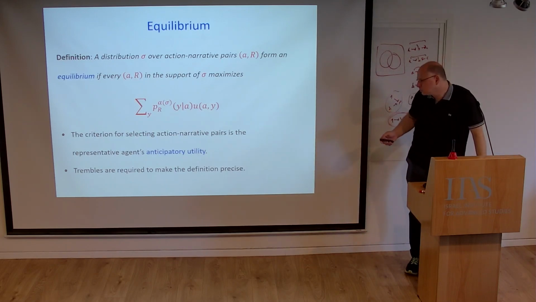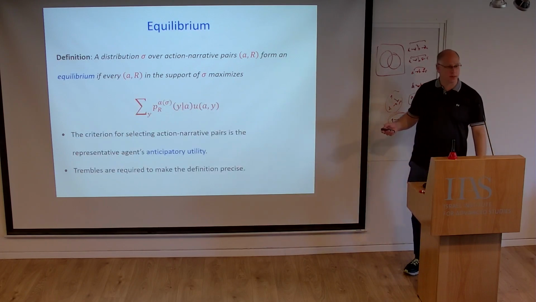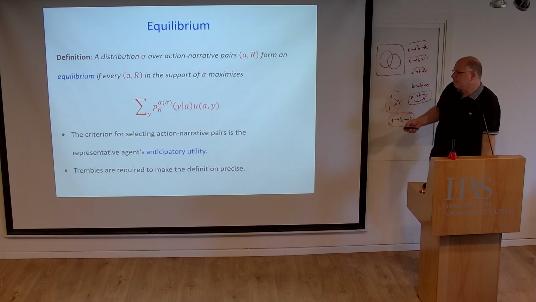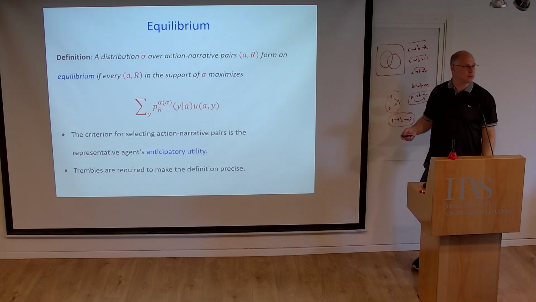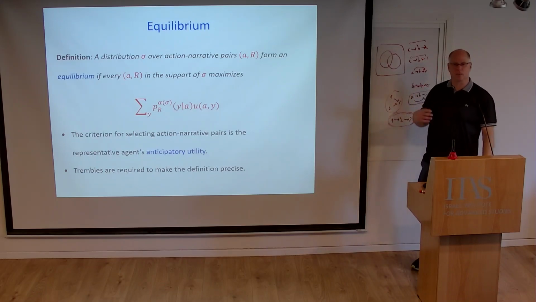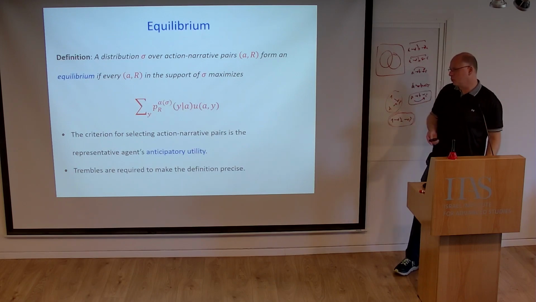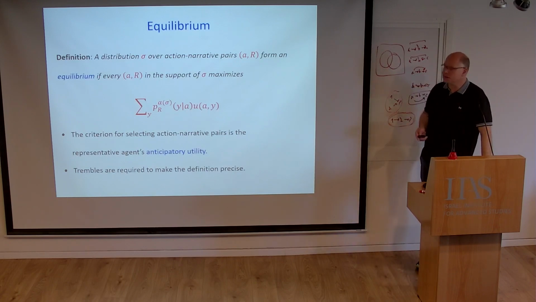Because you said it's a long process, I'll talk about dynamics in a second. Okay. An important assumption here is that the criterion for selecting action-narrative pairs is some kind of motivated reasoning, anticipatory utility. This was a little bit imprecise because, again, you need trembles to make this precise. Let's not worry about that. It's not interesting.